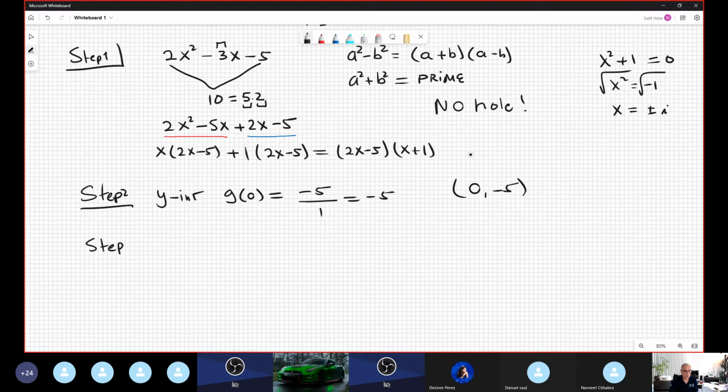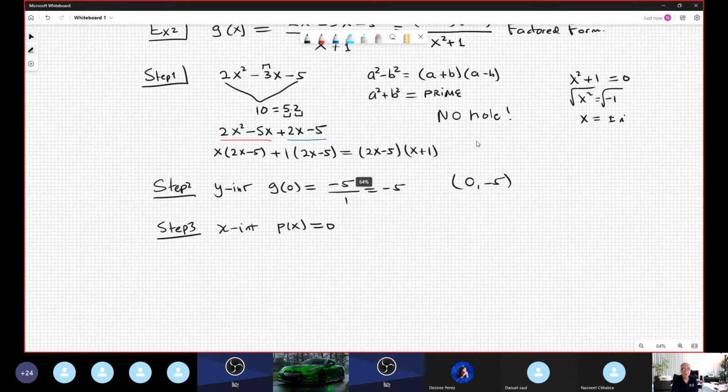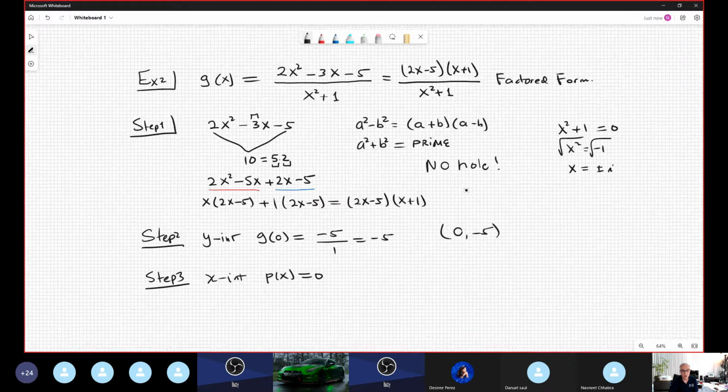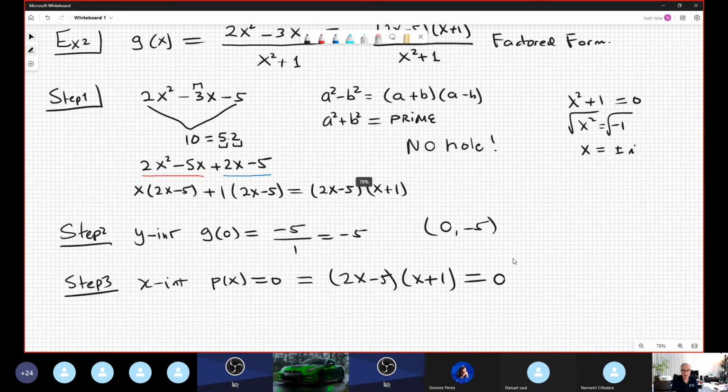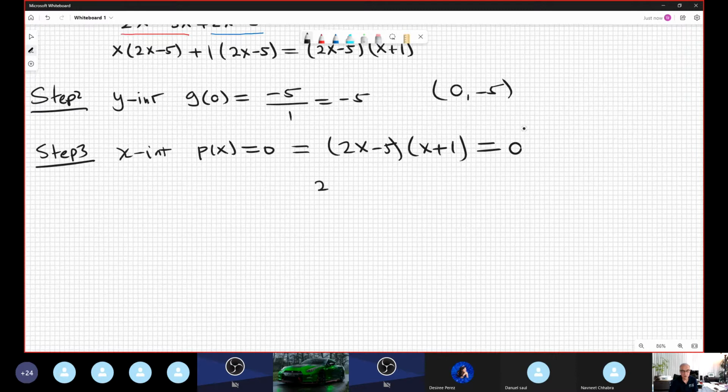Step 3. Well, it's the x-intercept. For the x-intercept, you take the polynomial p, the top, equal to 0. And of course, I take advantage, I did the factorization before. Actually, I copy (2x minus 5)(x plus 1) equals 0. And I apply one more time the zero factor property, in which you take each binomial equal to 0. Okay, let me finish this. 2x equals 5, divided by 2, divided by 2. x is equal to 5 over 2.